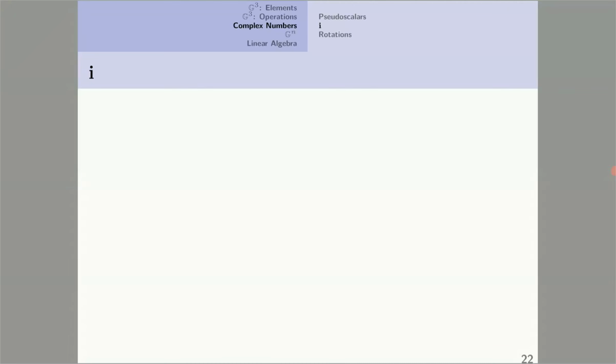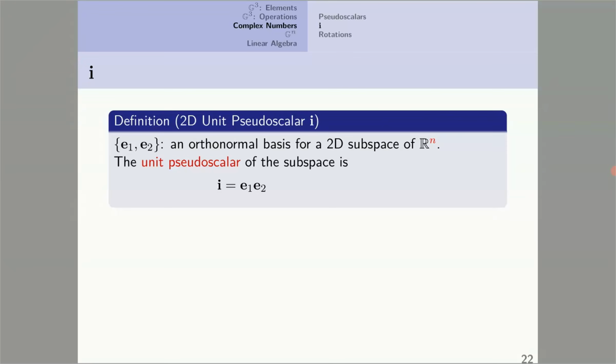I. Here's the definition. Start with an orthonormal basis e1, e2 for a two-dimensional subspace of Rn. The unit pseudoscalar of the subspace, I, is the product of the members of the orthonormal basis. The geometric product of orthogonal vectors is the same as the outer product, and so we have this, and we see that I is a bivector. Let's square it.